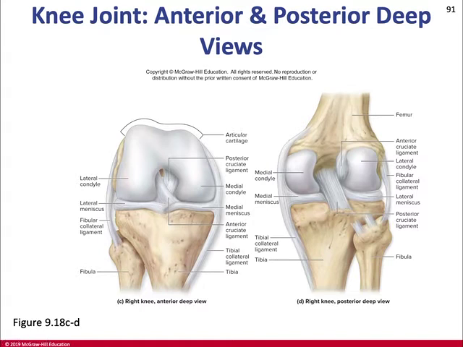Note that the goodness of fit between the distal femur and the proximal tibia is enhanced by the medial and the lateral meniscus, which are fibrocartilage discs that improve the fit between these condyles and the condyles on the tibia. Sometimes when people damage their knee, they can rip the collateral ligaments, they can tear the cruciate ligaments, and they can also tear the meniscus. This happens a lot to athletes, as an example.